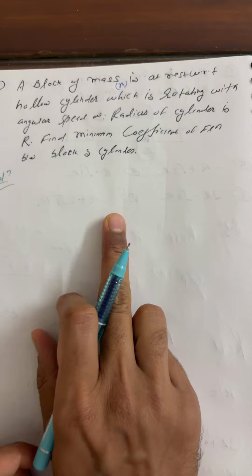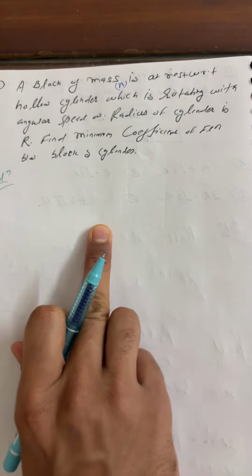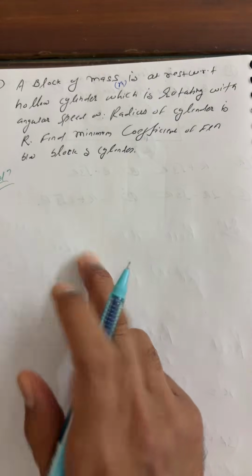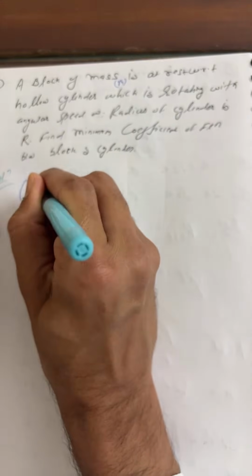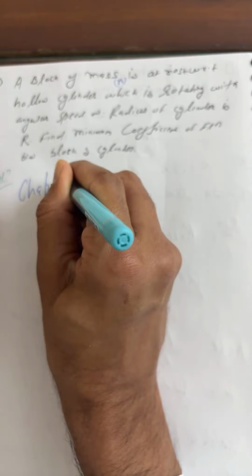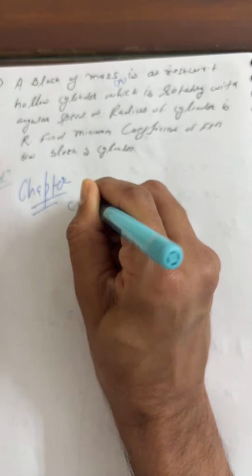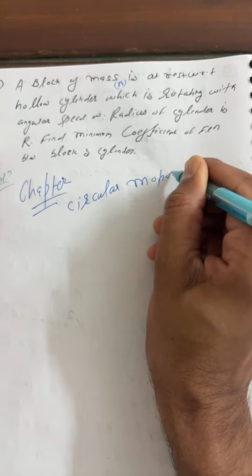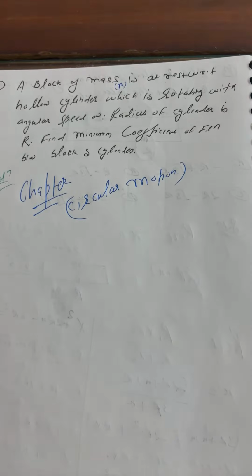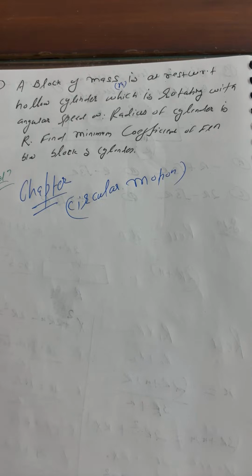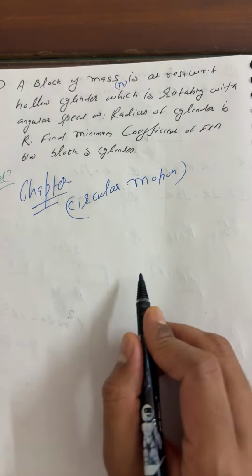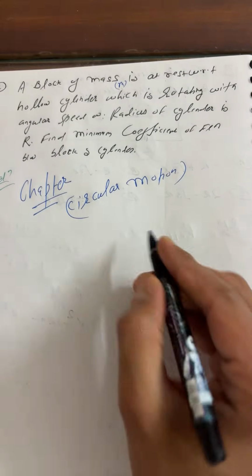Yes, beta, it's from 11th class. This question is from the 11th class student chapter, circular motion. It's a circular motion idea, and a detailed concept.